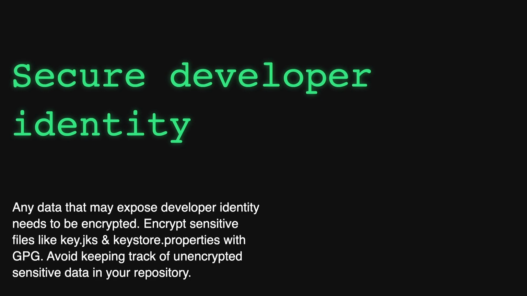Another thing that I want to point out in this section is to secure your developer identity. In Flutter, usually you are facing key.jks, or some key store.properties, which are very sensitive. So avoid keeping track of unencrypted sensitive data in your repository. Make sure you are encrypting all of these sensitive files in your applications. You can use GPG, for example, to secure these files.